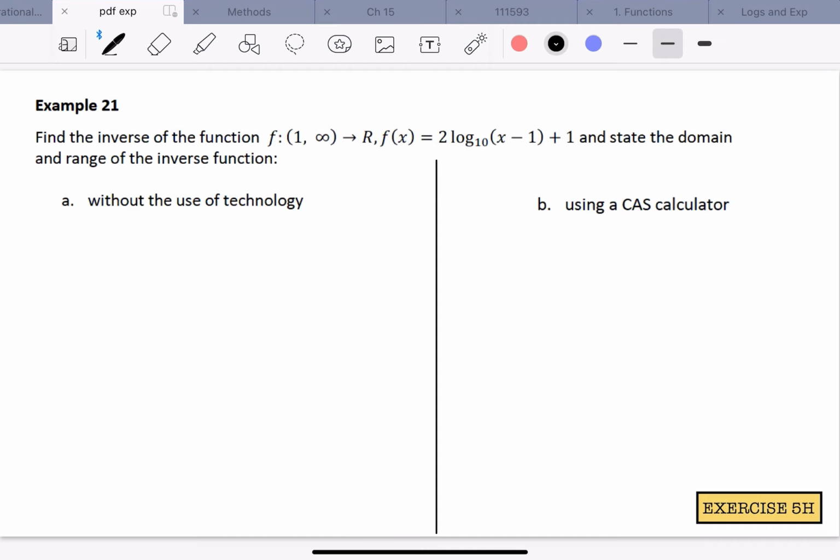So again, find the inverse of the function 2 log 10 (x minus 1) plus 1 and state the domain and the range of the inverse function. So without the use of technology, we're going to do the exact same thing where we're going to swap the x and the y. So that'll be x equals 2 log 10 (y minus 1) plus 1. And now we want to rearrange to get the y by itself. So first thing is I'm going to take the 1 over, and then I'm going to divide by 2.